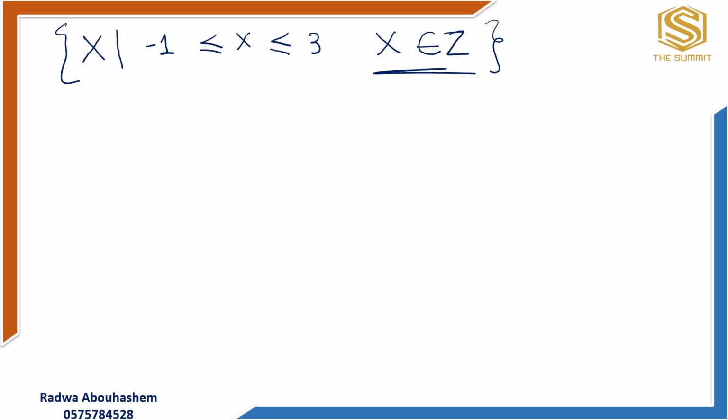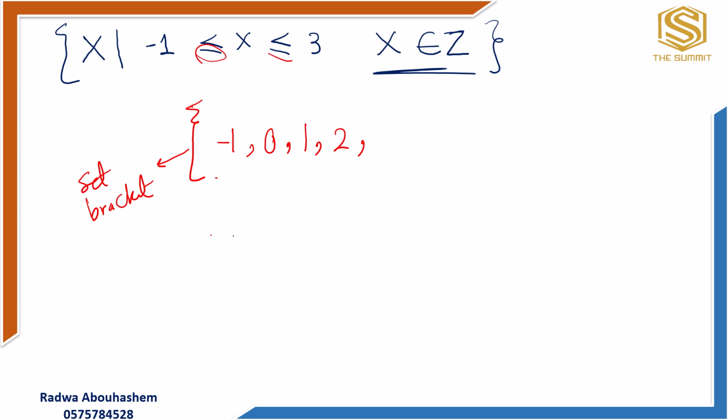That's it. So what are the numbers between -1 and 3? Because we have an equal sign here, this means that -1 is included, right? So it would be in set brackets. We call it set brackets. So -1, 0, 1, 2, and 3, because we have the equal sign here also. What if I have it like this?